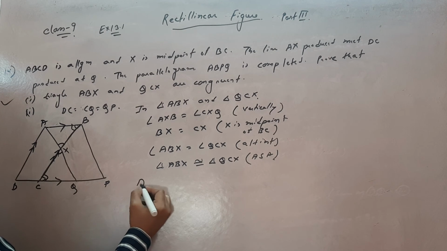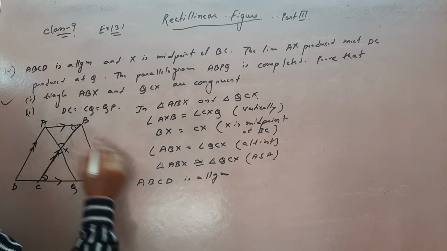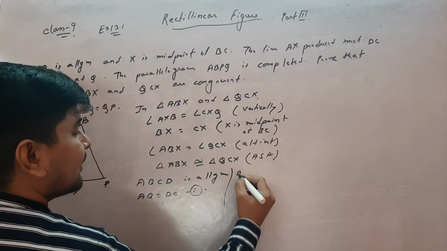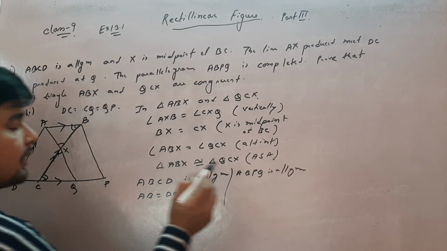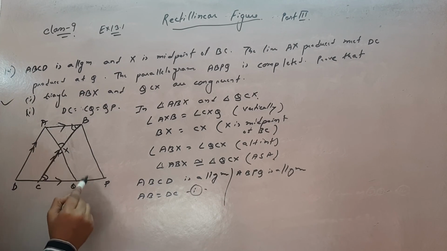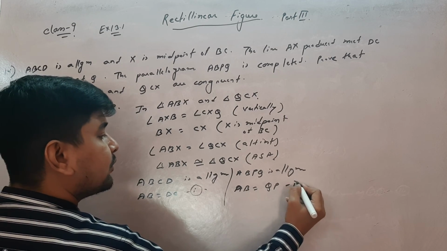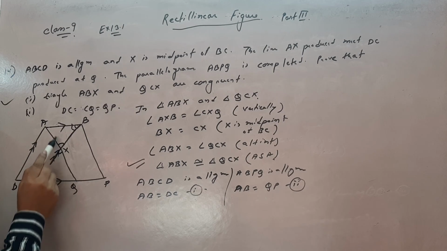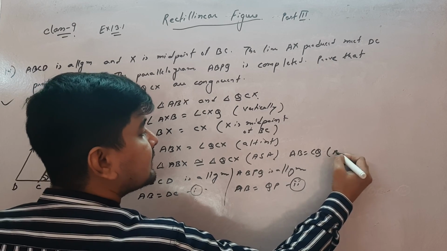First, given ABCD is a parallelogram, that means AB equals DC. Equation 1. Again, given ABPQ is a parallelogram, so AB equals QP. Equation 2. When we proved the triangles congruent, by CPCT we get AB equals CQ.